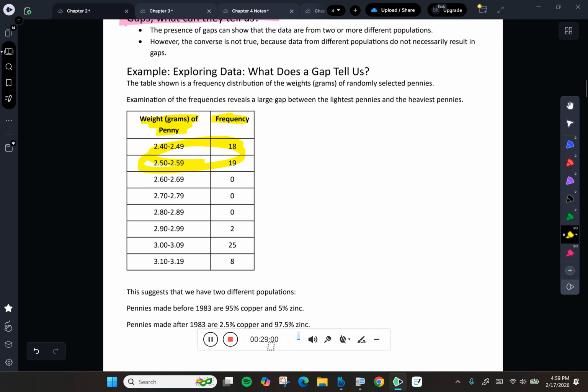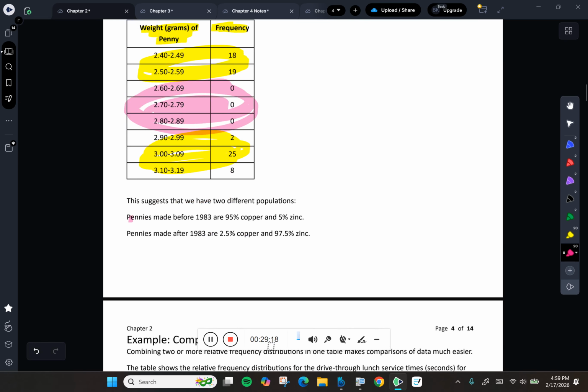It looks like there's a bunch of pennies down here, and there's a bunch of pennies up here, but why are there no pennies in here in the middle? Well, I don't know how much you know about coins or pennies specifically, but pennies made before 1983 were 95% copper and 5% zinc, whereas newer pennies made after, they flipped it, and they're only 2.5% copper and 97.5% zinc. So when they changed that, it effectively changed the weight.